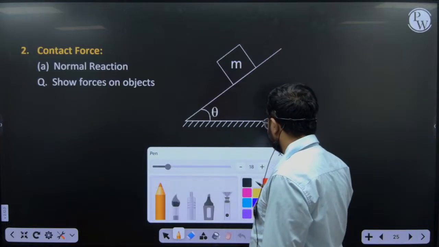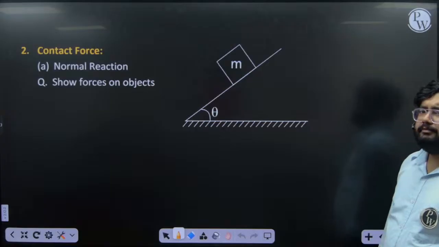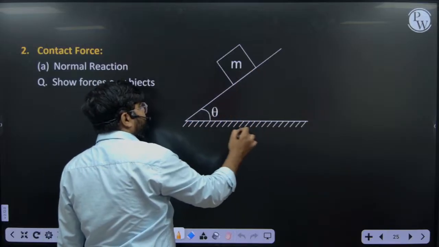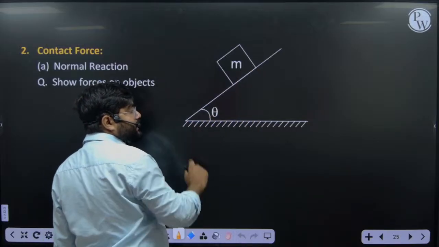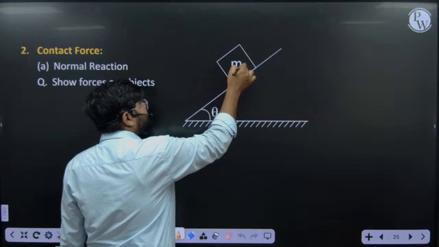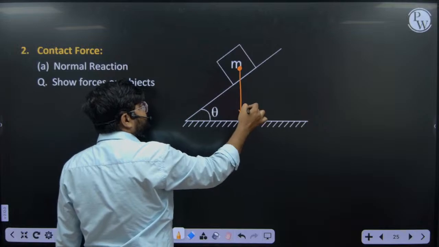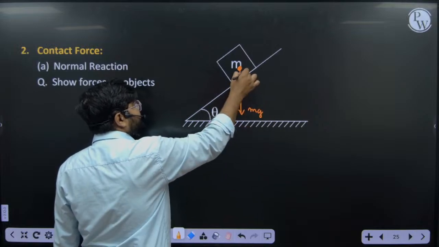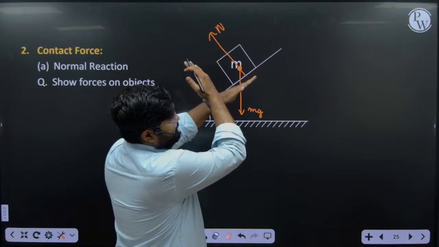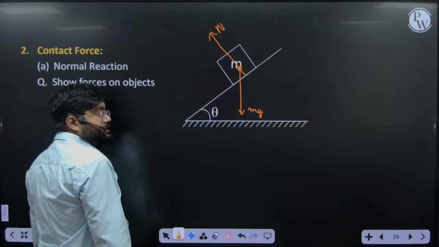So this is another question. Not exactly a question, but we have to draw all the forces which are acting here. This is known as an inclined plane. This theta angle is the angle of inclination. What are the forces acting here? We have mg acting vertically downwards, and we have normal reaction acting perpendicular to the contact surface. These are the only two forces here.